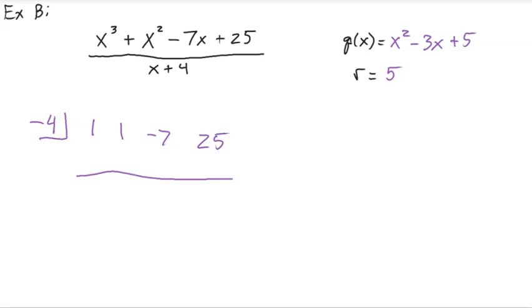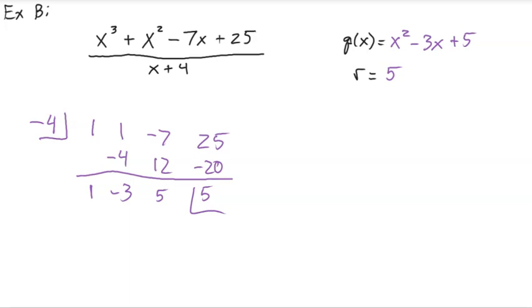We're going to bring down the 1 below the line. We're going to multiply 1 times negative 4. That's negative 4. Negative 4 plus 1 is negative 3. Negative 3 times negative 4 is positive 12. 12 plus negative 7 is 5. 5 times negative 4 is negative 20. And negative 20 plus 25 is 5. So our remainder is 5, just like we got here.